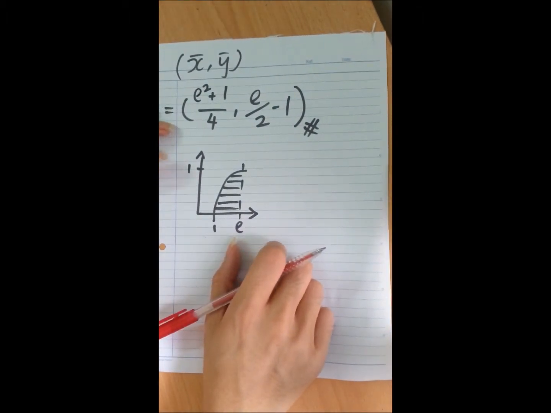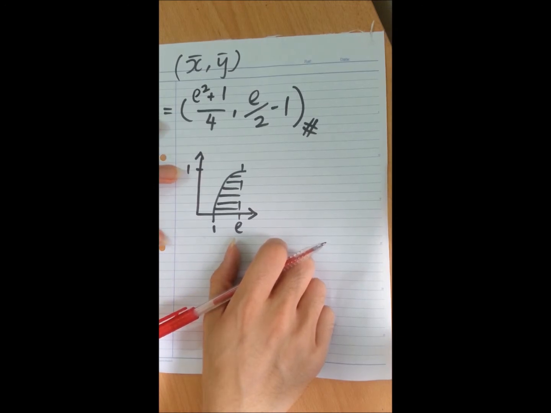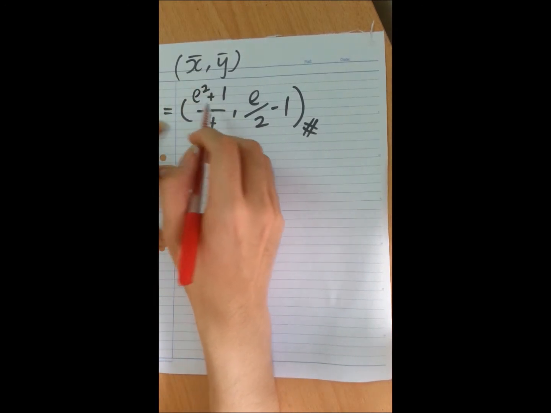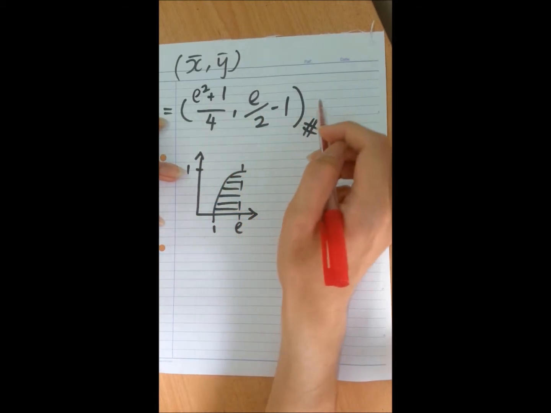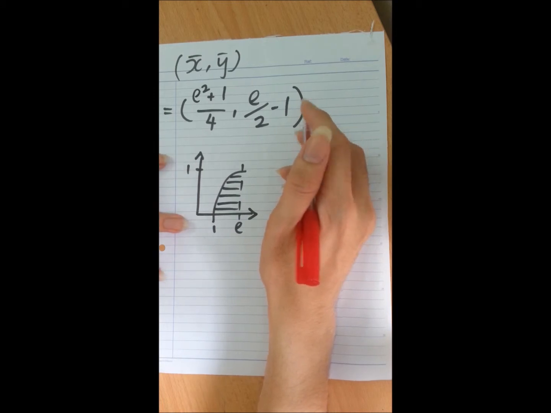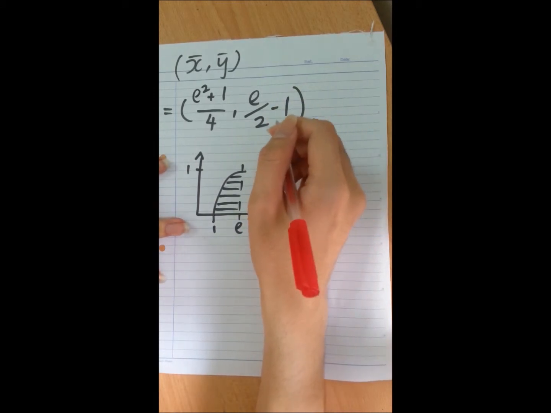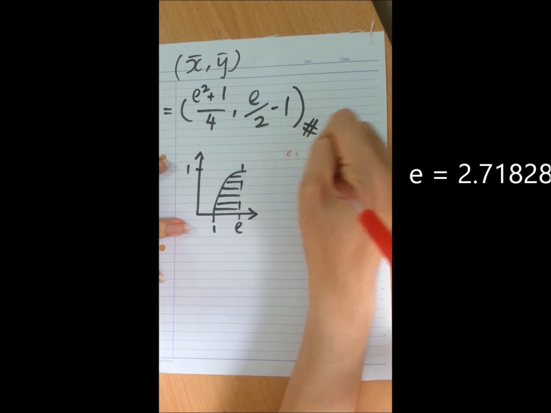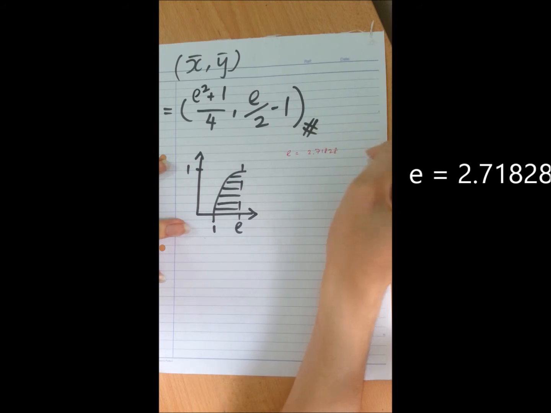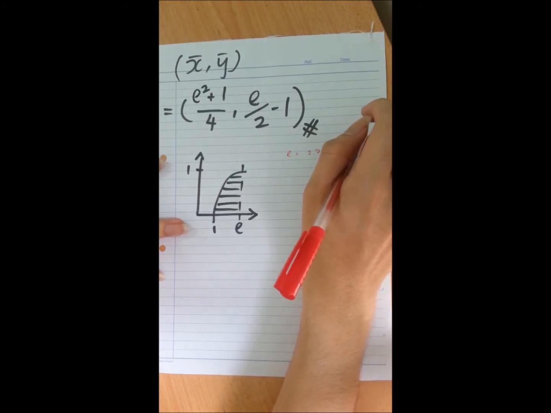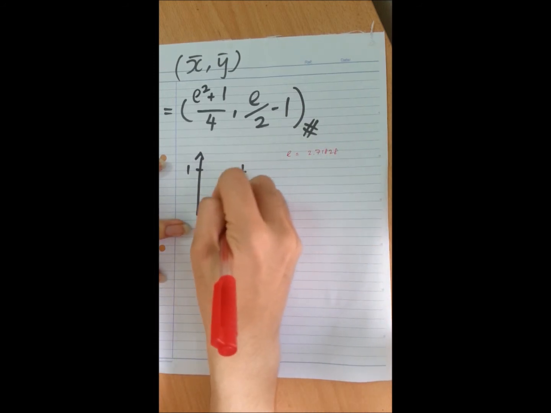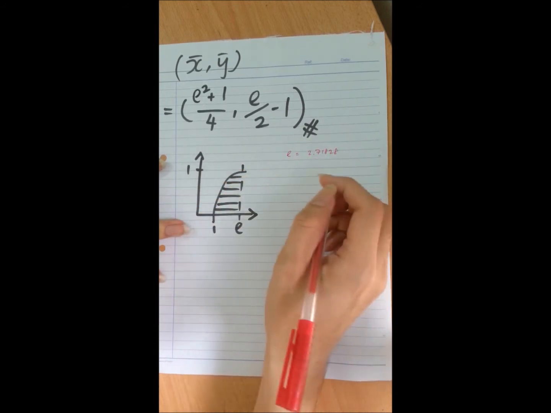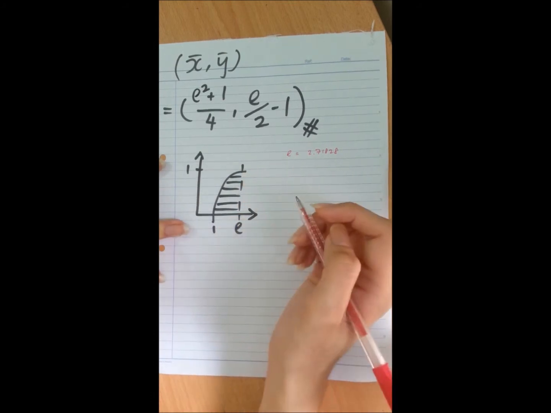Therefore, we conclude that the centroid of the area would be e squared plus 1 over 4 and half e minus 1, which is the coordinate for the center of mass. If you were to sub in e, which is Euler's number, 2.71828, you eventually get a coordinate that is somewhere around here in this region. It's included over here, which proves that your answer is valid.